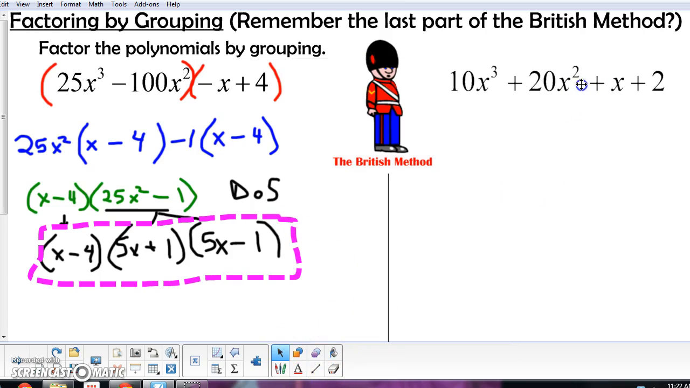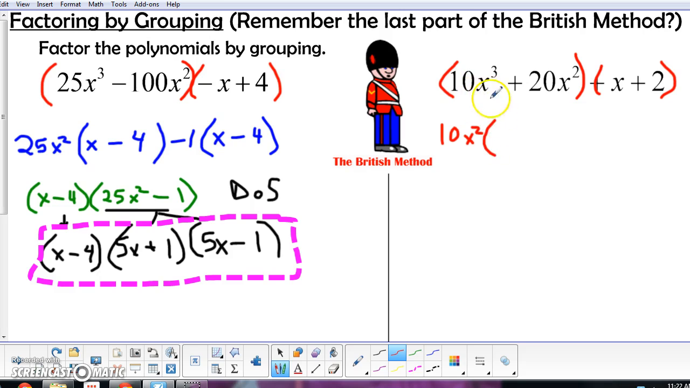Next example. 10x cubed plus 20x squared plus x plus 2. Again, same premise here. 4 terms. I'm going to try grouping. Parentheses around the first pair, parentheses around the second pair. A greatest common factor of these two terms would be 10x squared. And when I factor out 10x squared, that will leave me with x plus 2.